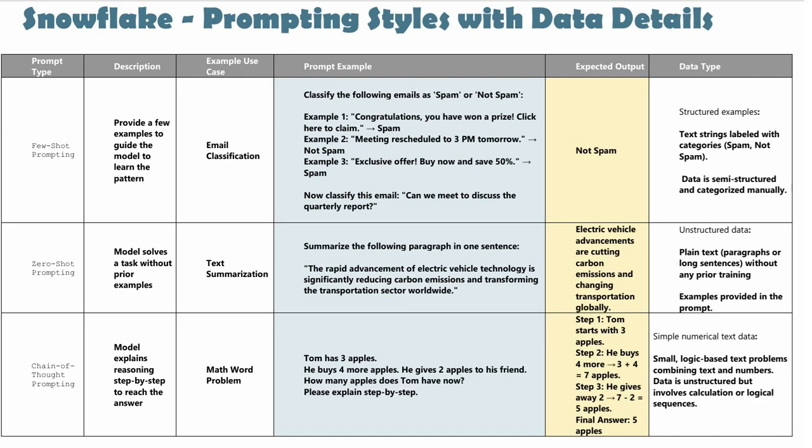This is where you give the model a few examples right in the prompt itself, kind of like showing someone, here's what good looks like, before asking them to do it. Okay, like that email example we saw, where you show it, this is spam, this is not spam, maybe a couple of times. Exactly. You give it example 1, congrats, you won, spam. Example 2, meeting moved, not spam. Example 3, big sale, spam. Right, and then you give it a new one, like, can we discuss the report? And it knows, based on those examples, that it's not spam.